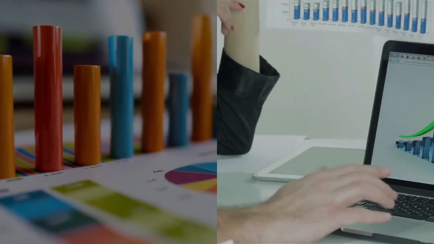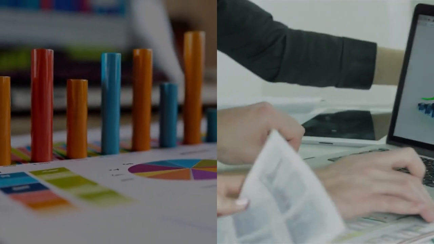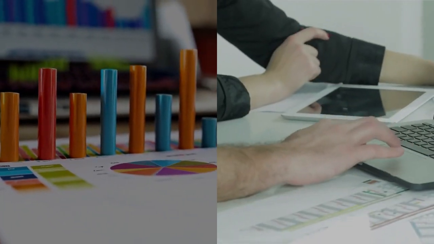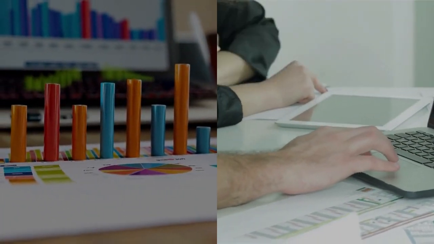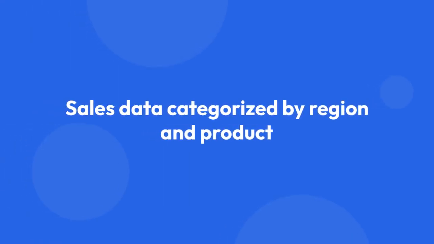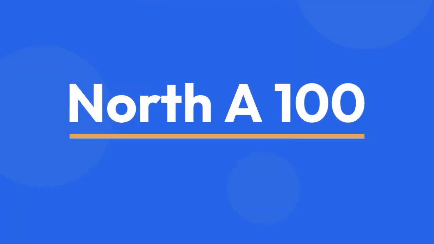1. The sample table. Imagine we have a table called sales with columns region, product, and sales amount. This table stores sales data categorized by region and product. For example: North, A, 100; North, B, 150; South, A, 200; South, B, 250; East, A, 120; East, B, 180.